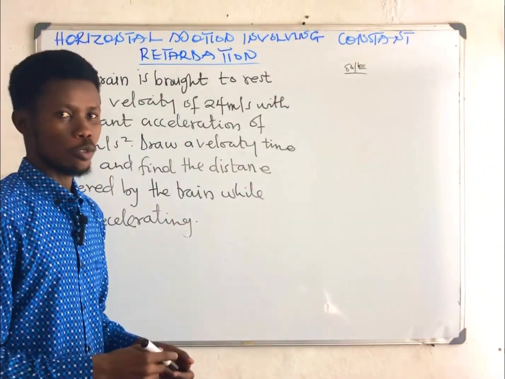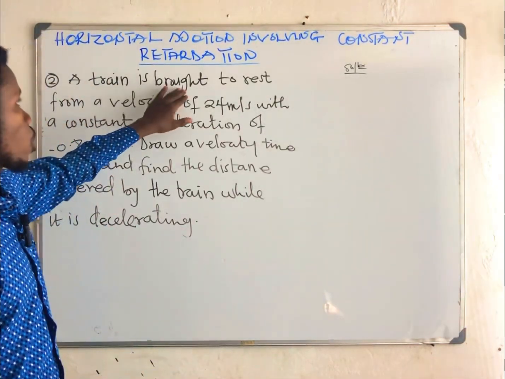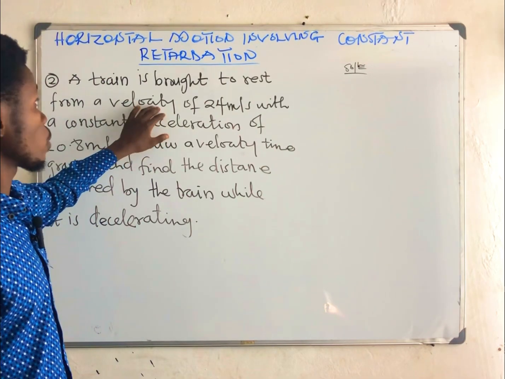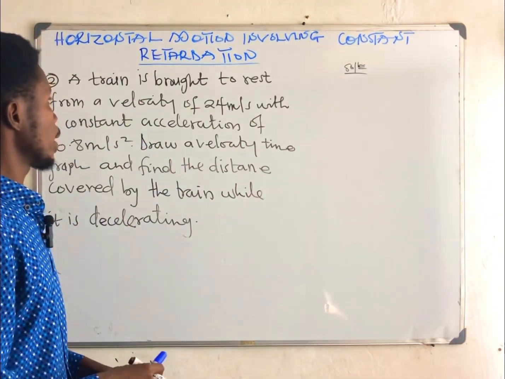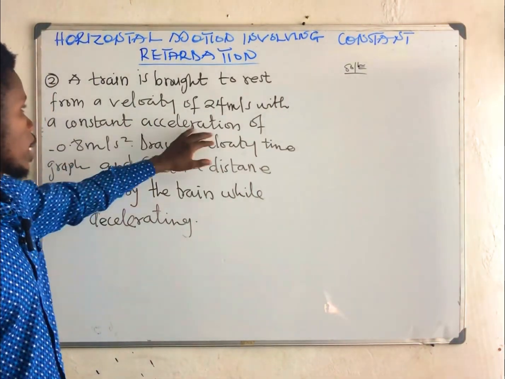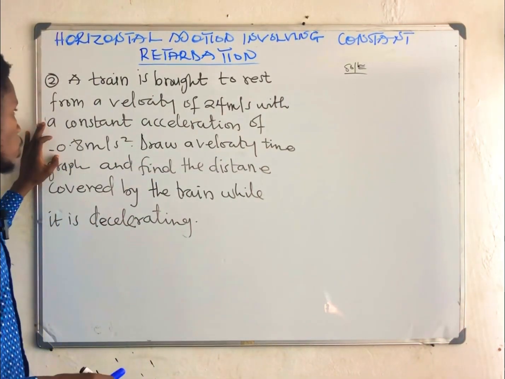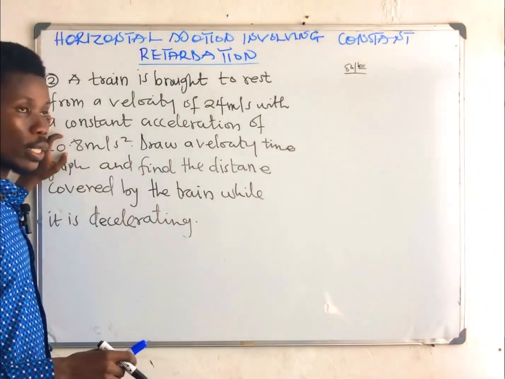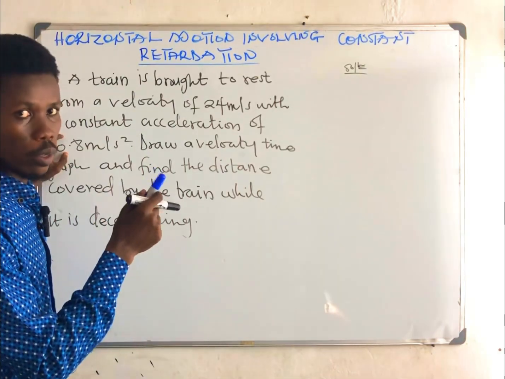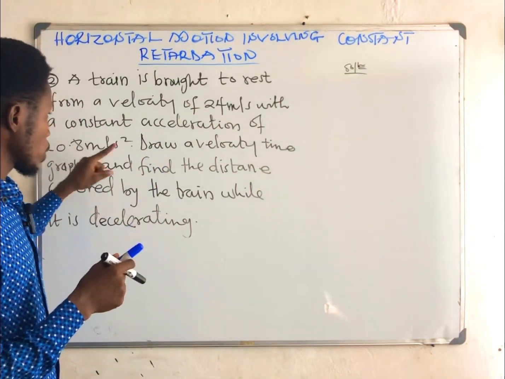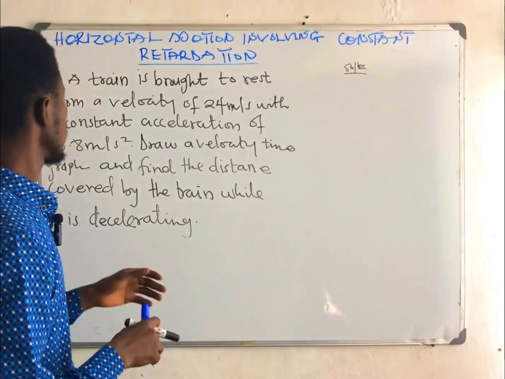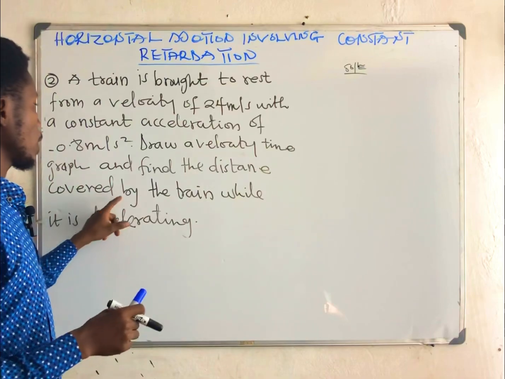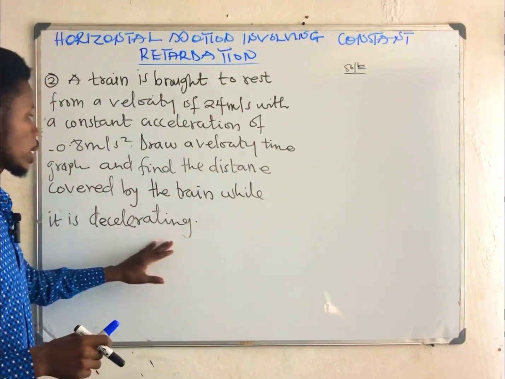Okay, now let's look at this example 2. A train is brought to rest from a velocity of 24 meters per second with a constant acceleration of negative 0.8 meters per second squared. So this tells you that it's decelerating. If you are using the negative, you don't bring negative again in the formula, you maintain the plus. But if you are sending the positive only, then you bring negative in the formula. Okay, draw a velocity time graph and find the distance covered by the train while it is decelerating.